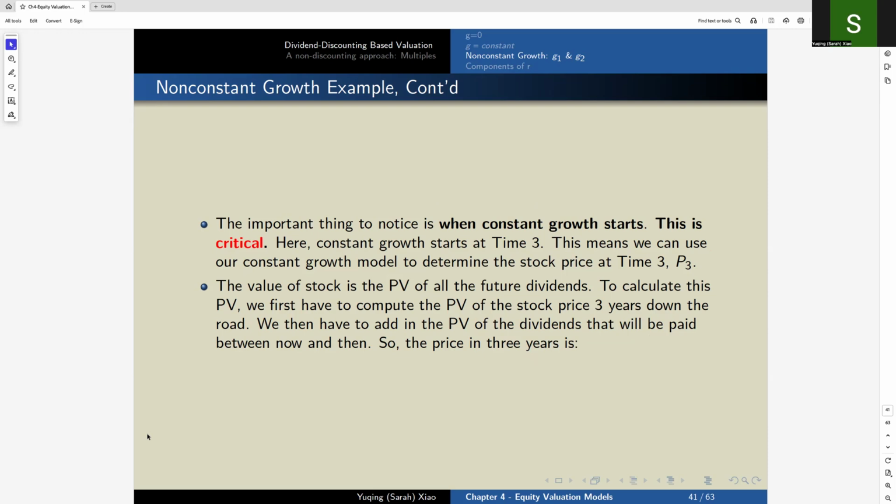Again, the procedure is like this. We first have to compute the present value of the stock price 3 years down the road, and then we have to add in the present value of the dividends that will be paid between now and then.